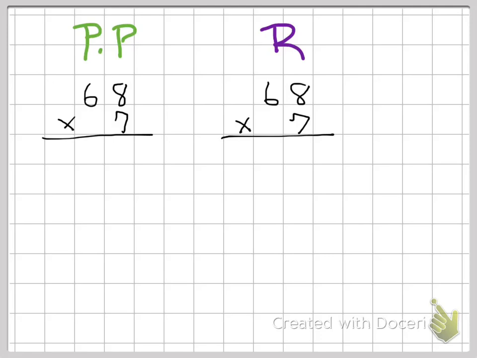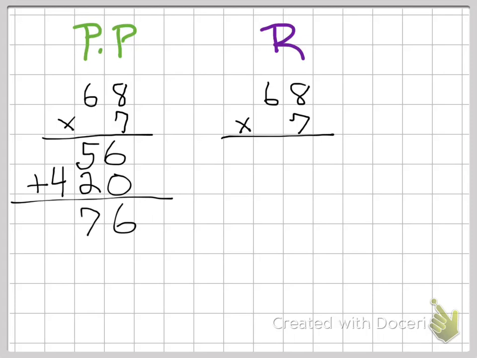Okay, 68 times 7. Partial products. 7 times 8 is 56. 7 times 60 is 420. Add those together and you get 476. Now let's try with the regrouping method.